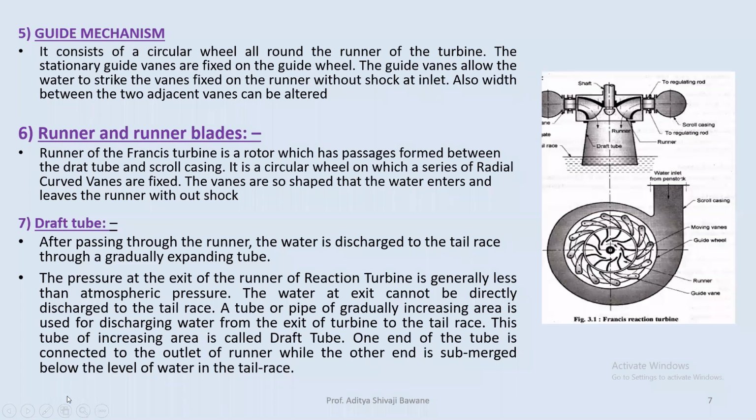One end of the draft tube is connected to the outlet of the turbine, while the other end is submerged below the water of the tailrace. So one is connected to the turbine exit and the other end is connected to the tailrace, inside the tailrace level.